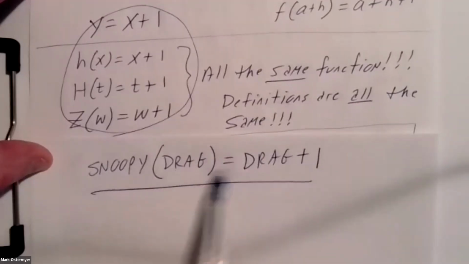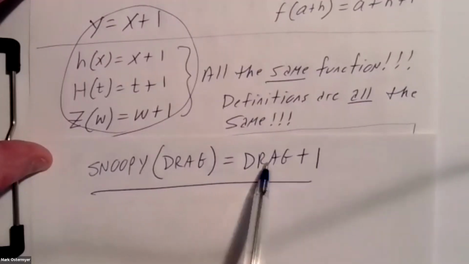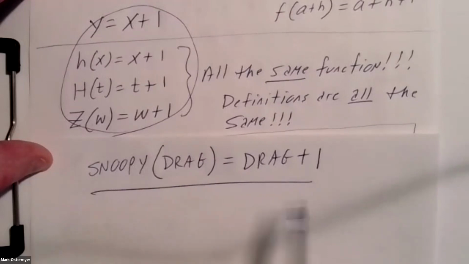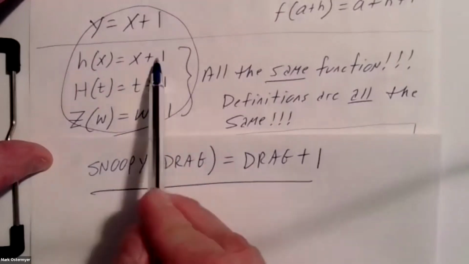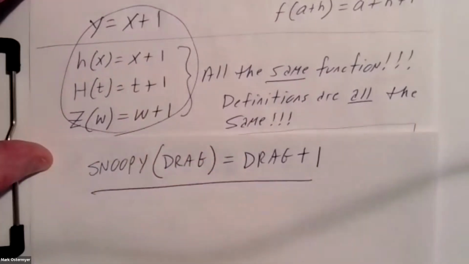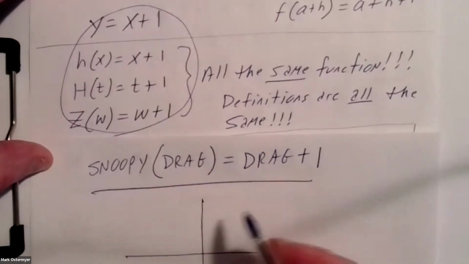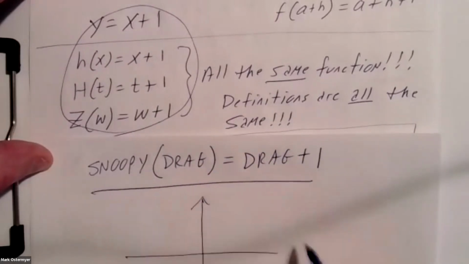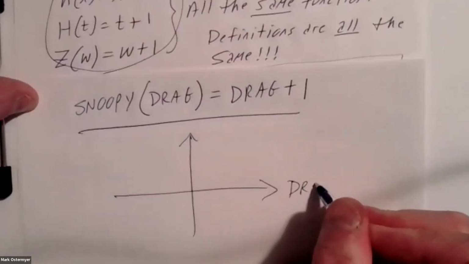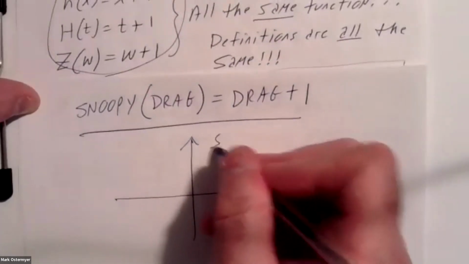We're calling the input drag. So what? We're still adding 1 to it to generate the output called Snoopy of drag. Definition the same, same function, same graph. In this case, though, you would call the vertical axis the Snoopy of drag axis. The horizontal axis would be called the drag axis. That's the only difference. The graph would be the same as all the other ones.